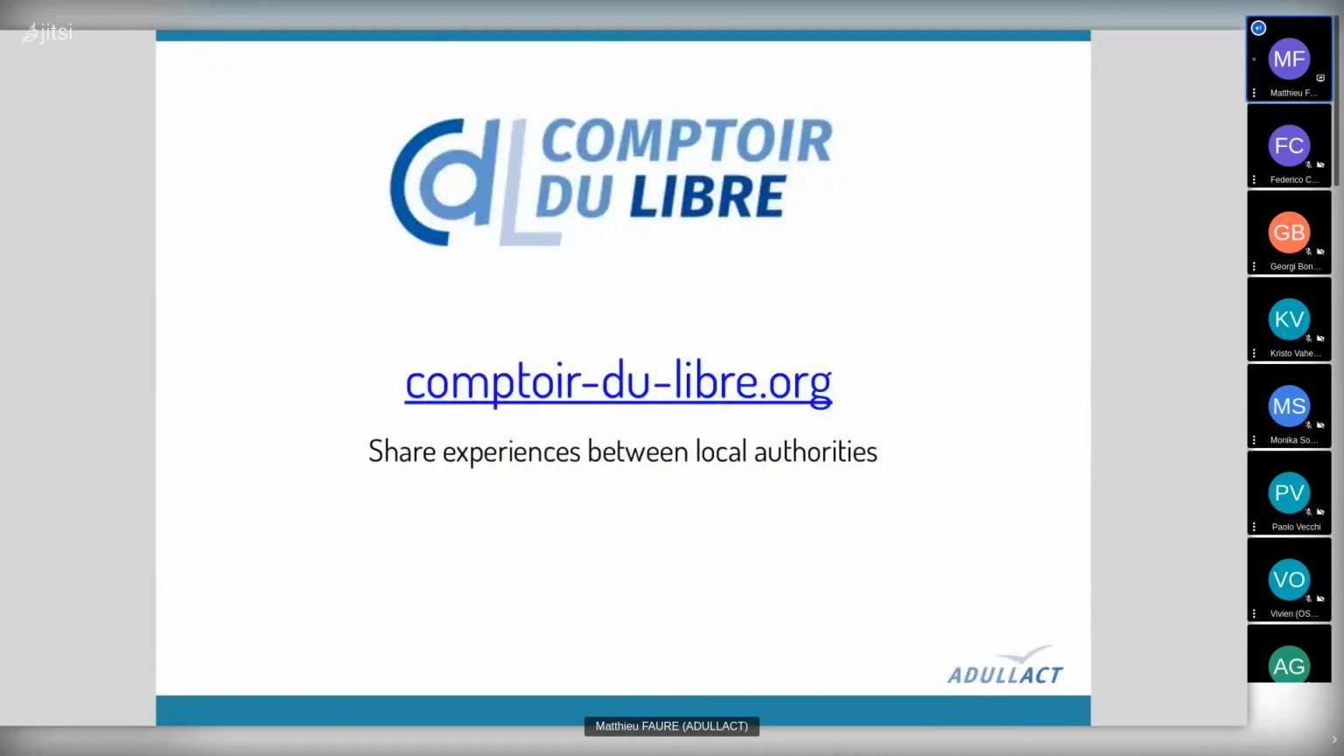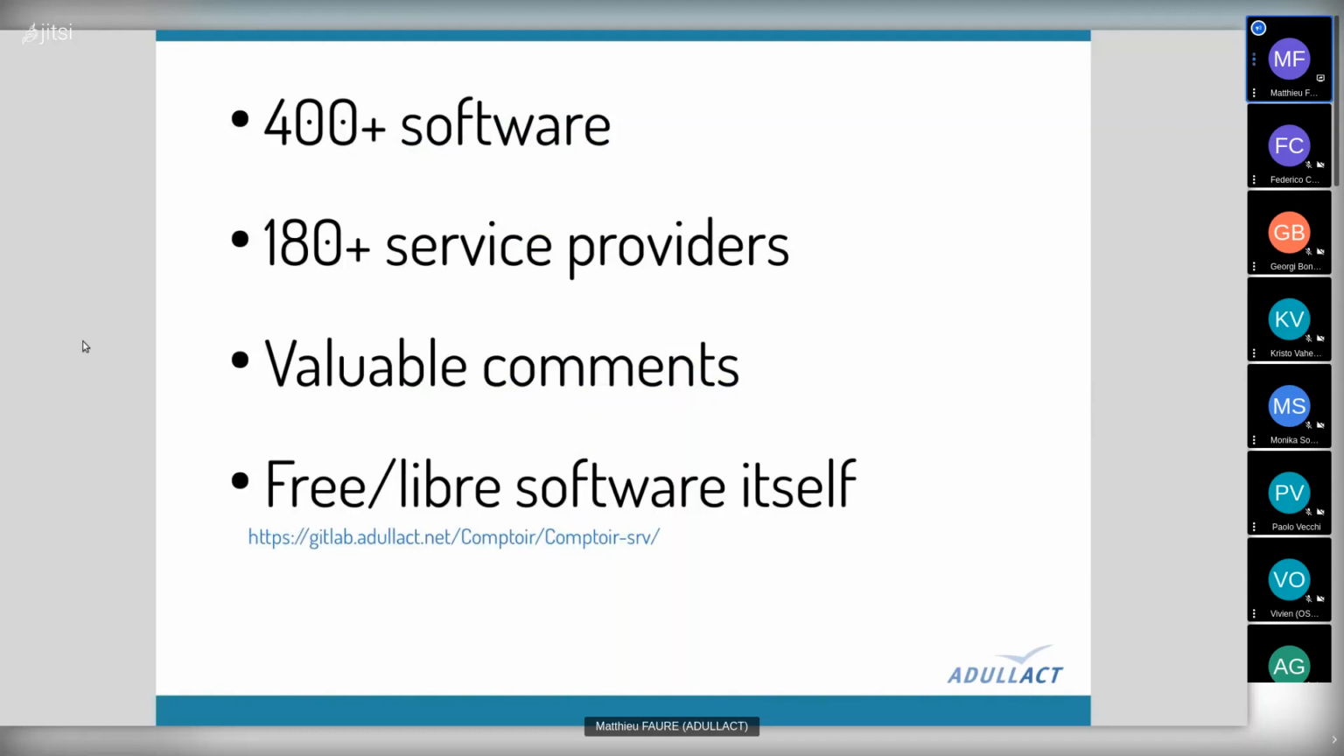That's why we created the Comptoir du Libre, which is in fact a web application that aims to help local authorities share their experiences by having all the answers to the 3 typical questions, so that they can get to the information without us. A few data about the Comptoir: more than 400 software, roughly 200 service providers declared as service providers, and valuable comments. The comments are really interesting, because local governments share their way of using a software with others. At least this is what our members tell us, that those comments are really interesting. And the Comptoir is itself free software.